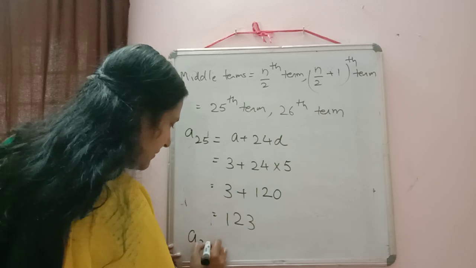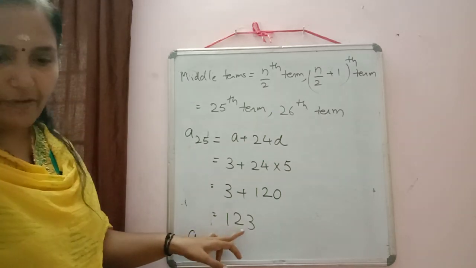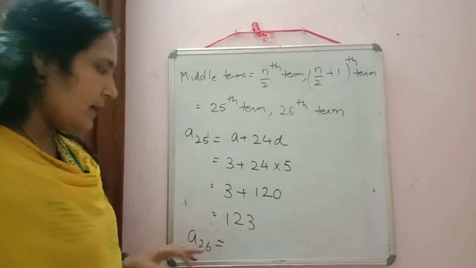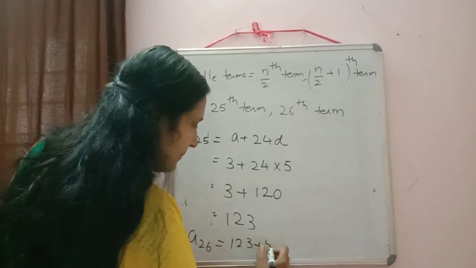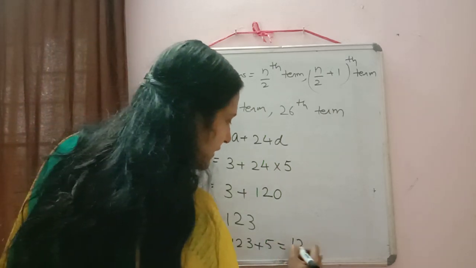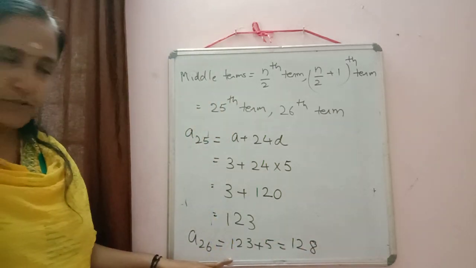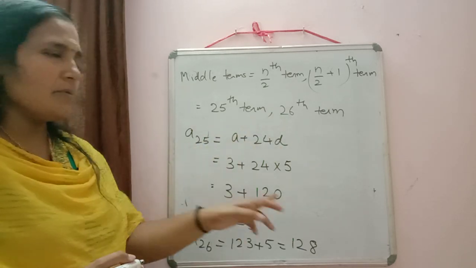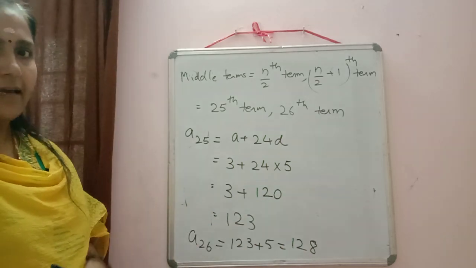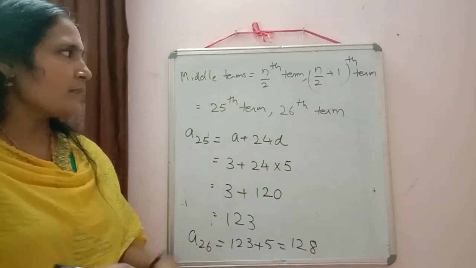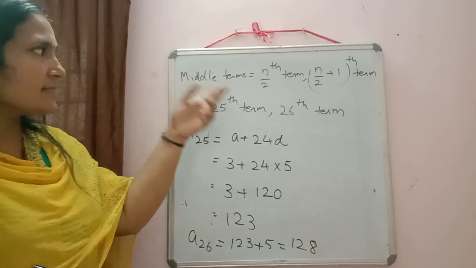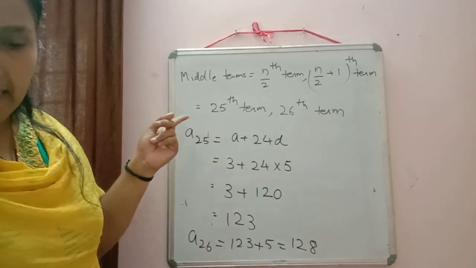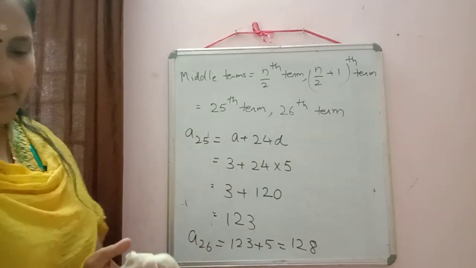So the 26th term, directly you can write by adding the common difference. What was the common difference? 5. So the 26th term will be equal to 123 plus 5, that will be equal to 128. If you don't want this one, directly you can write it using the formula also: a26 is equal to a plus 25d. Then also the same answer will come. Now the method is clear. So we discussed 2 types of question: first, in which the number of terms was odd, and in the second, when the number of terms is even.